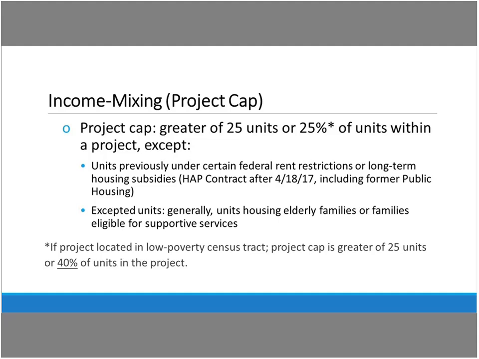So again, there's this public housing exception. If the property receiving the HAP is a former public housing property and it had received subsidy within the last 5 years. There's also an additional exception to that if your project happens to be located in a low poverty census tract. In that case, the project cap is the greater of 25 units or 40% of the project.